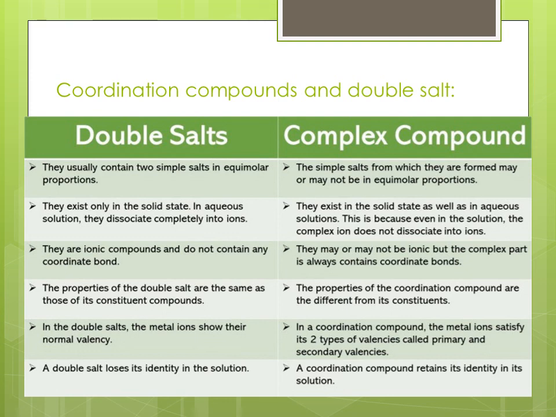A double salt loses its identity in solution. When it is dissolved, as we already studied in the second point, it completely ionizes, so it loses its identity. But the coordination compound retains its identity in the solid state as well as in the solution state. Examples for double salt, you can write potash alum or Mohr's salt. Examples for coordination compounds, so many are there: K4[Fe(CN)6], [Co(NH3)6]Cl3, etc.